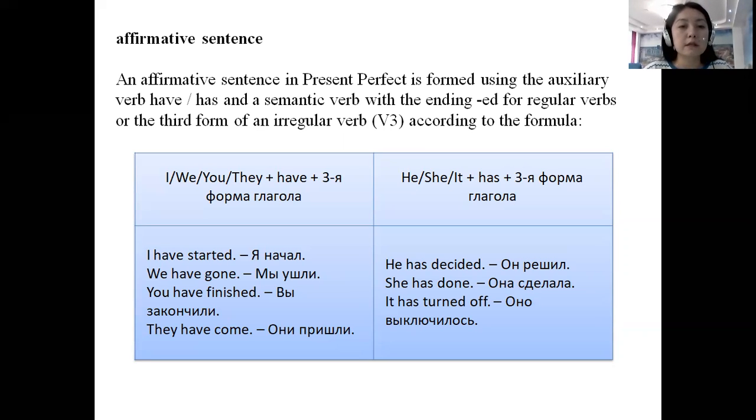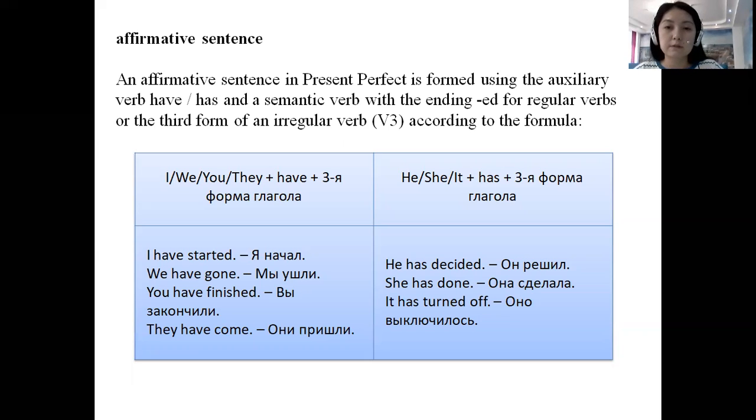I, we, you, they plus have plus the third form of the irregular verbs or regular verbs with ed. For examples, I have started. Я начал. We have gone. Мы ушли. You have finished. Вы закончили. They have come. Они пришли.